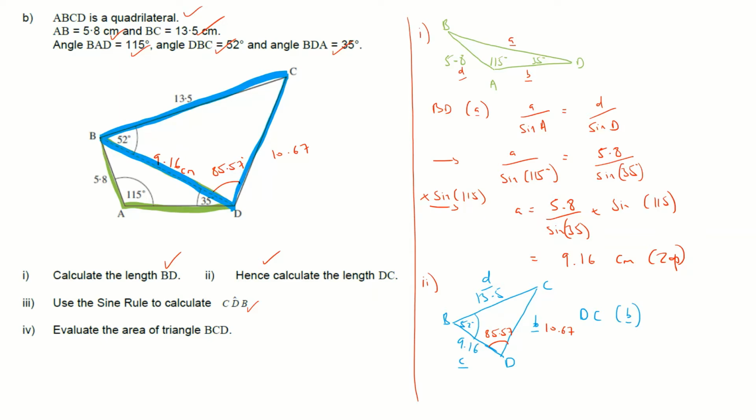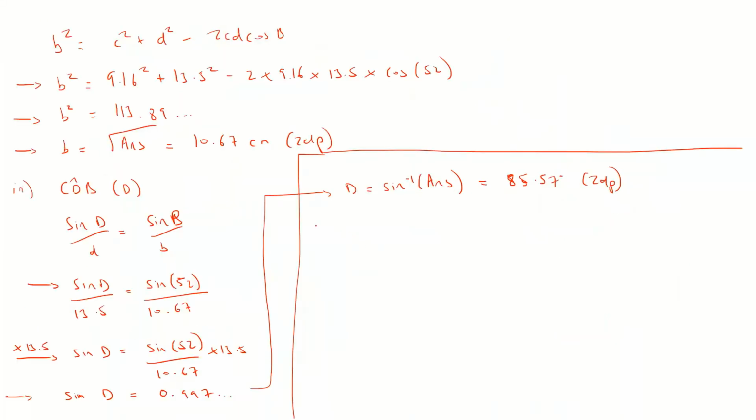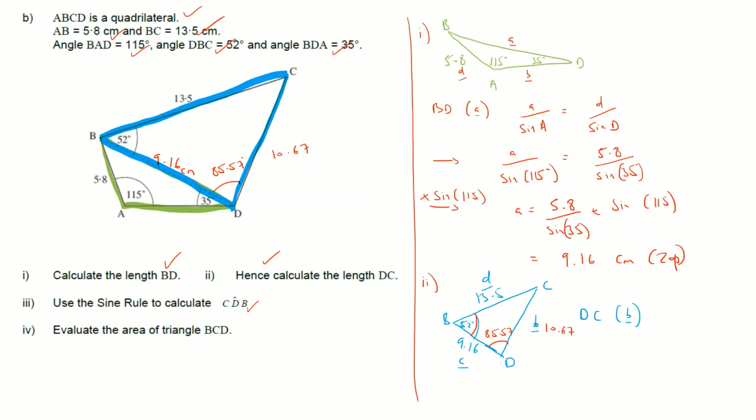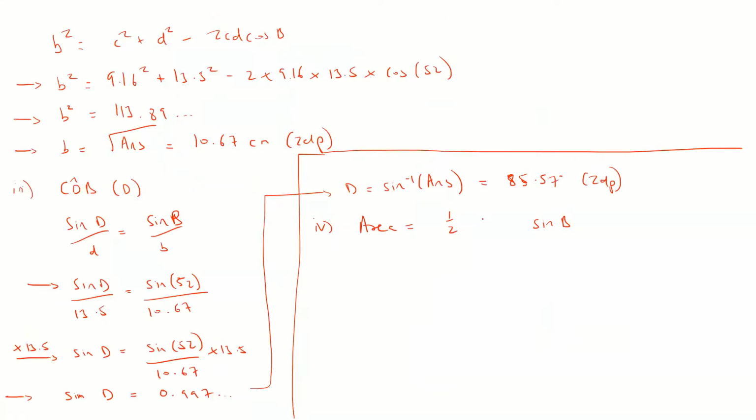I can just use this version. You could use sine B or sine D. I will use sine B because I know this angle's correct. It was given to me in the question. My other one's correct as well, but in the exam you can't be sure. Never assume. So my area is going to be 1/2 times something times sine B. If you've got a B here, you've got the other two sides, which are called D and C here. So I'll use 1/2 CD sine B.